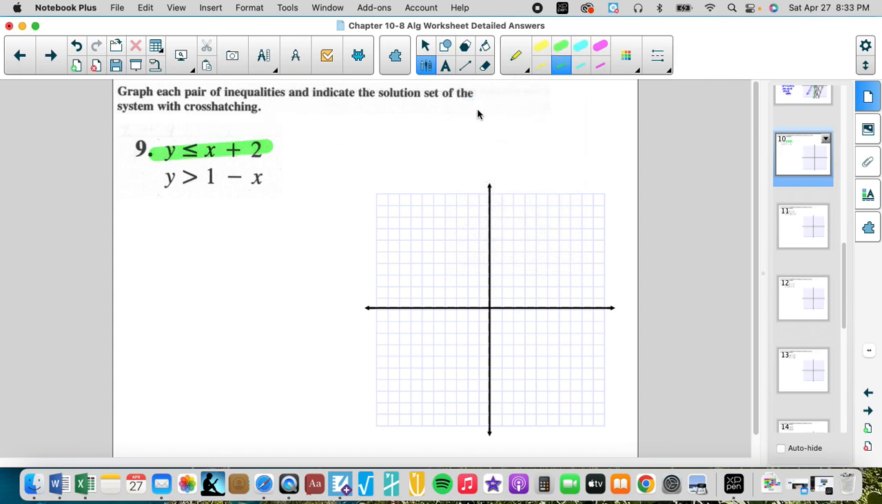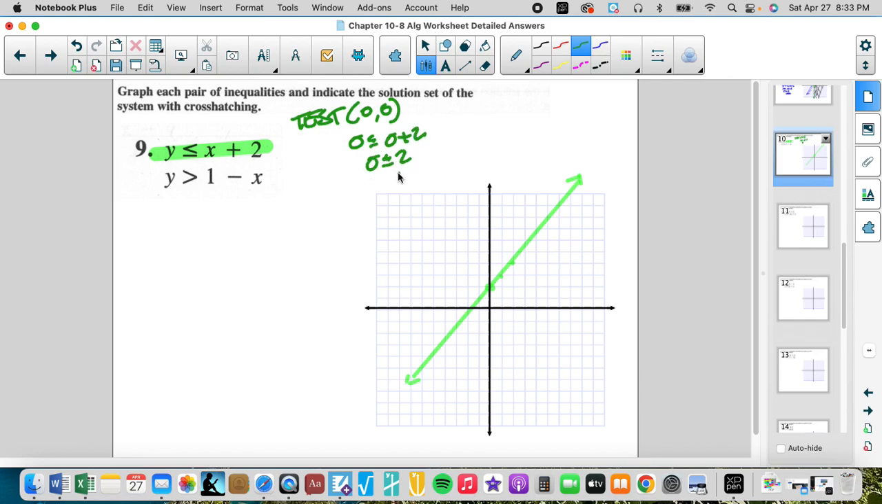All right. Let's do y-intercept of 2. So we have a dot here. We have a slope of 1. Make a dot. Make a dot. We can extend it. So there is my line. Ooh, that's kind of nice. Let's test. We may have to do that here. Test. 0, 0. Is 0 less than or equal to 0 plus 2? Is 0 less than or equal to 2? That's true.